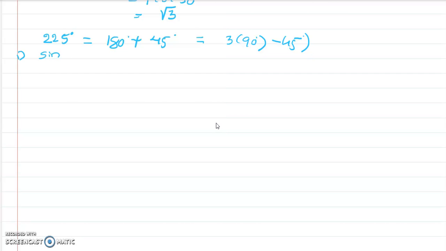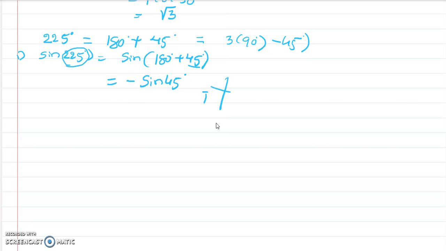First, sine 225 degree. Sine 225 can be written as 180 degree plus 45 degree. Sine 180 plus 45, sine remains as sine only, operating on the acute angle 45 degree, and 225 is lying in the third quadrant. In the third quadrant, sine is negative, only tan is positive. So, minus. What is sine 45 degree? 1 by root 2. So, sine of 225 is minus 1 by root 2.